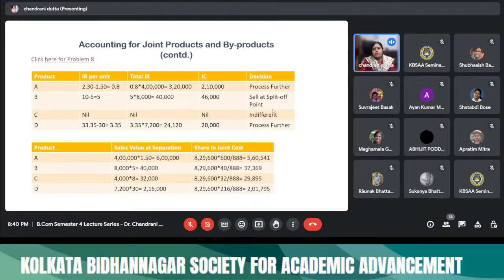Okay, I will sell C at split off. For D, I see that the incremental revenue is 24,120 and the incremental cost is 20,000. So the benefit is more than the cost, so definitely I will process further. So for two products A and D, further processing is taking place. For two products B and C, selling at split off point is taking place. Is the decision clear? Why are we taking the decision in this way? Yes, ma'am.